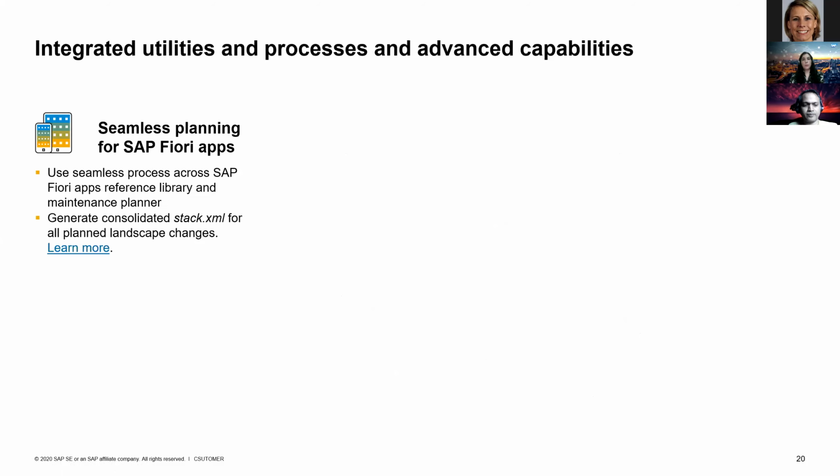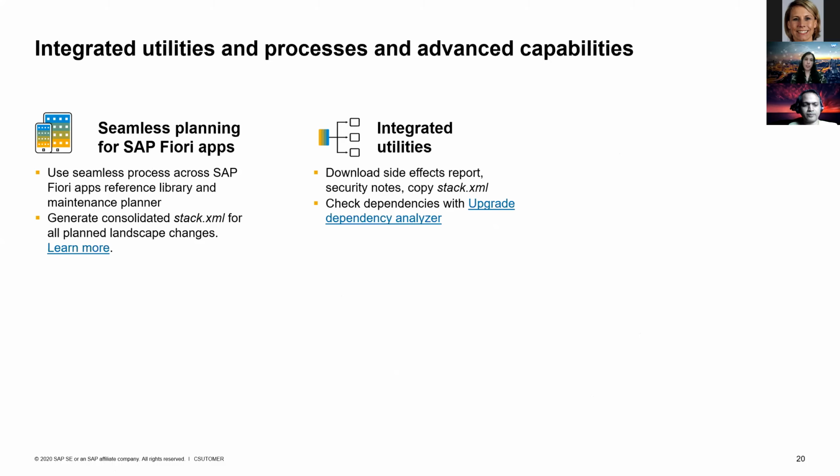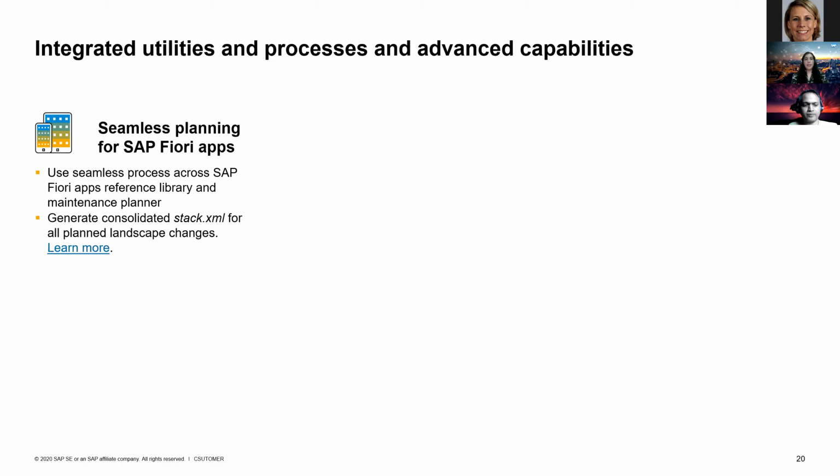Now, I wanted to talk about the integrated utilities and processes and advanced capabilities. I'll briefly touch upon these, but for most of these, I have provided links here that you can look up. So first one here is the SAP Fiori Apps Planning. So this is where Maintenance Planner integrates with the discovery tool, Fiori App Reference Library. So as a user, you would start in Fiori App Reference Library, and you would select one or more applications from there. And from there, you would then navigate to Maintenance Planner to plan the software changes.